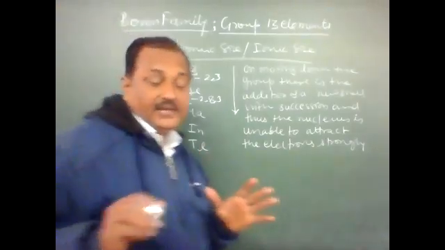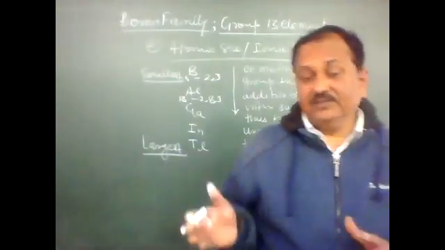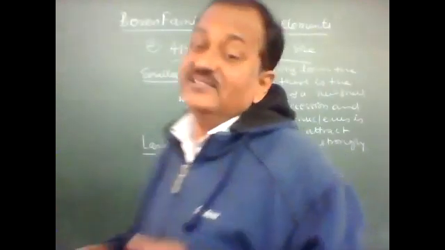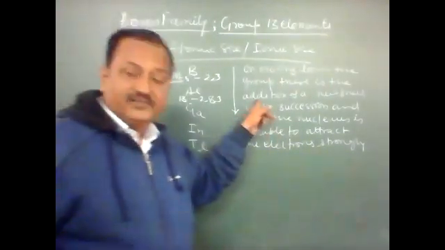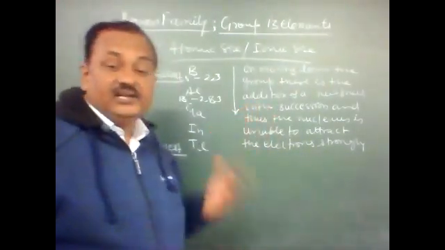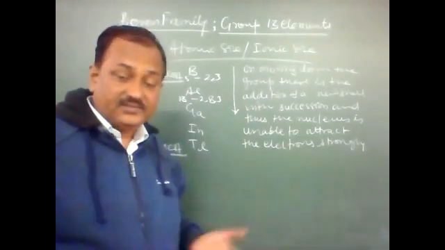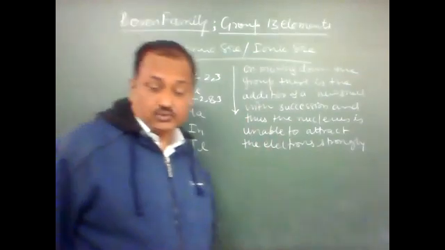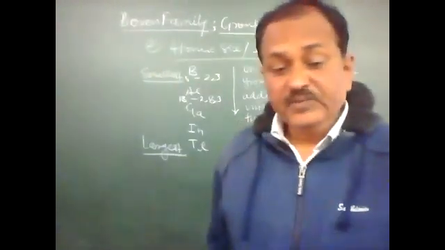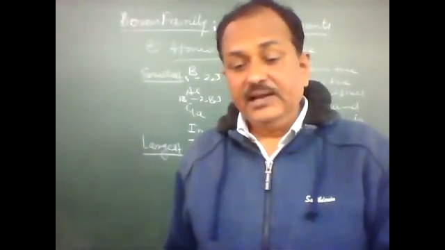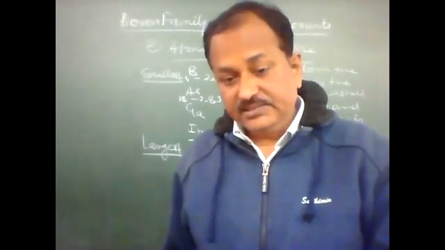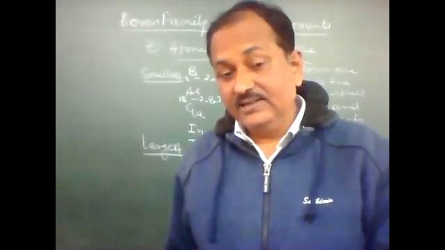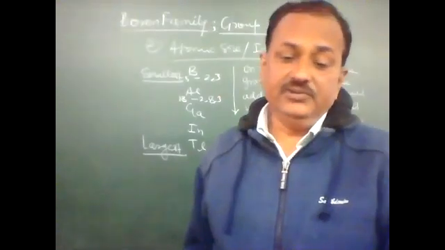So as a result, there is the addition of a new shell with every successive element in succession. And as a result, the nucleus is unable to attract the electrons, and thus size keeps on increasing. So this is the explanation why they are able to have this increasing atomic size, and so this happens with the ionic size also.